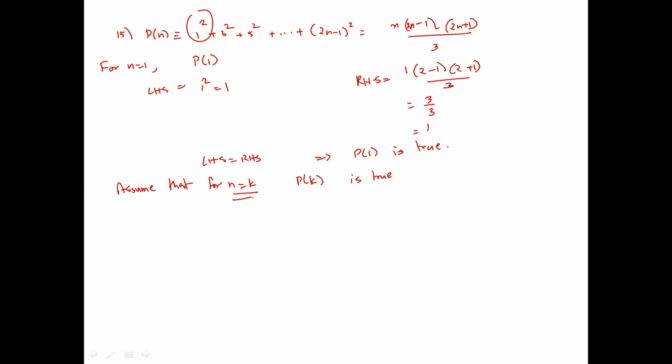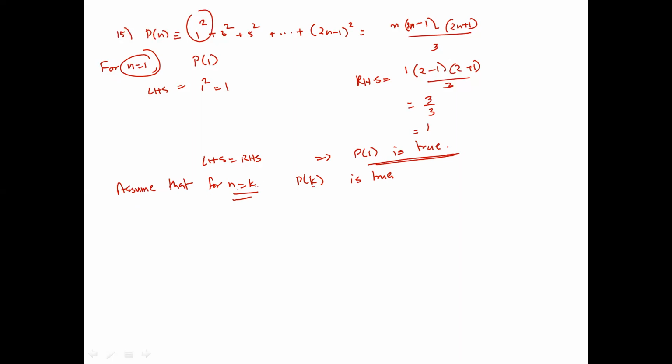Take n as k, any number k. Like n can be 1 also. So we are assuming for n equal to 1, P of 1 is true. We need not assume, already we have proved. Say for instance, k I will take as 1. That is what I am doing.